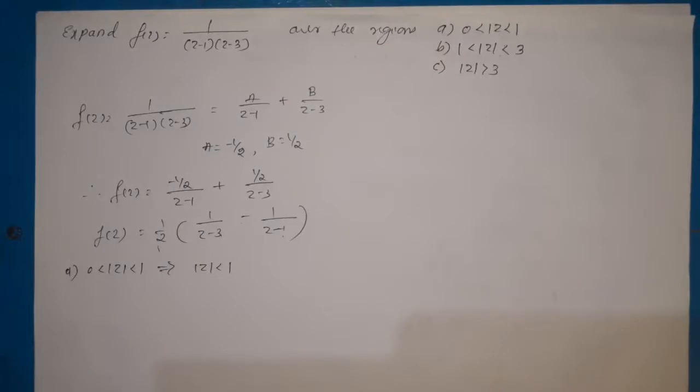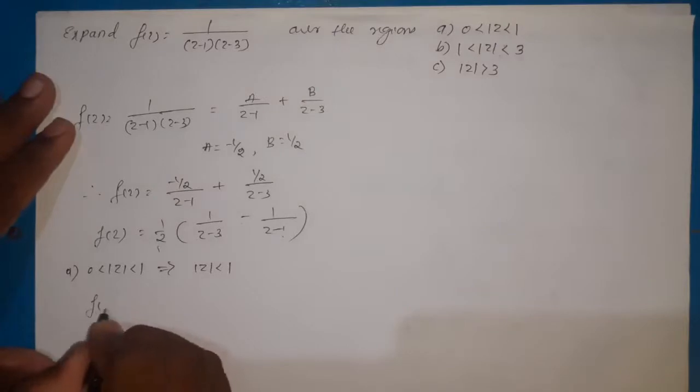Now the first region, 0 less than mod z less than 1. 0 less than mod z means that mod z is always positive, that is the meaning, and mod z less than 1. So whenever mod z is less than some constant, then take the constant which is present in the linear factor, that is the condition.